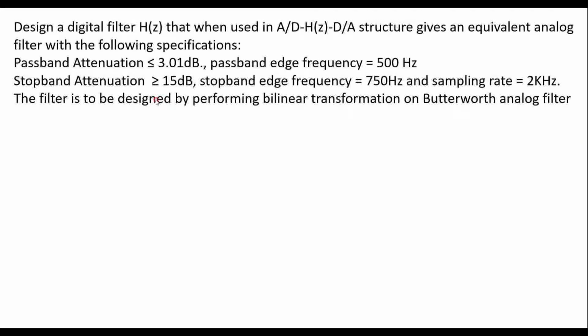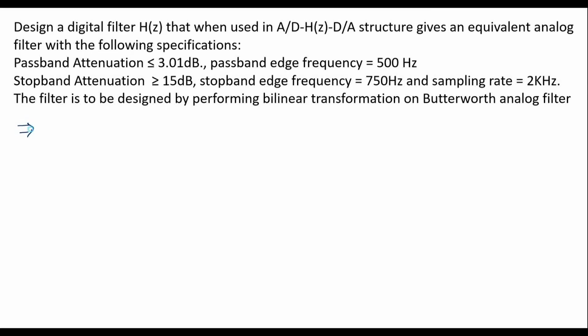In this video, let me consider design of digital filter using bilinear transformation. Design digital filter H of Z. The specifications are given, that is passband attenuation is less than 3.01 dB, passband edge frequency is 500 Hz, stopband attenuation is greater than or equal to 15 dB, stopband edge frequency is 750 Hz and sampling rate is 2 kHz. This filter is to be designed by performing bilinear transformation on Butterworth analog filter.